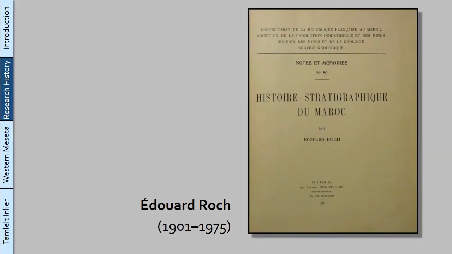The early 1930s featured a high number of new discoveries of Cambrian rocks in Morocco, but now mainly in the High Atlas and in the Anti-Atlas ranges. This includes discoveries of Edouard Roche, who eventually published the first comprehensive synthesis of stratigraphical data in 1950.